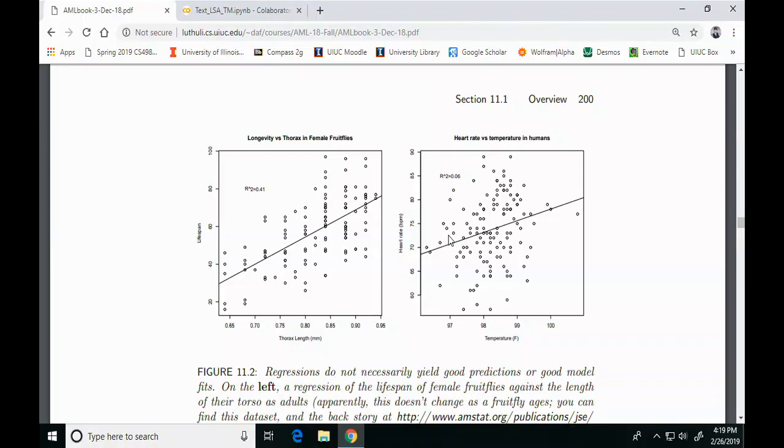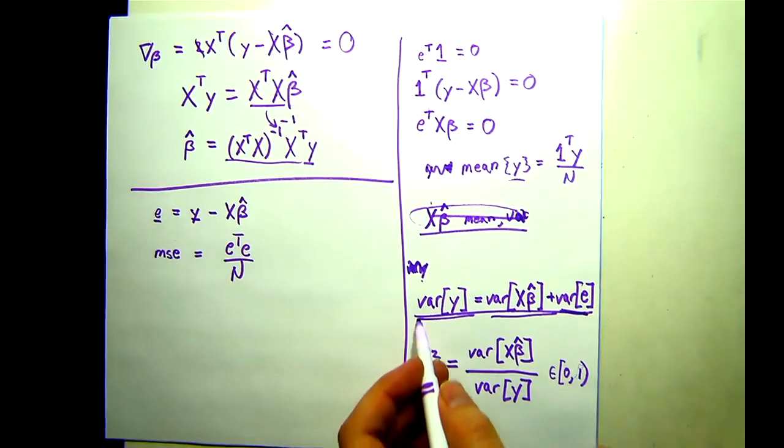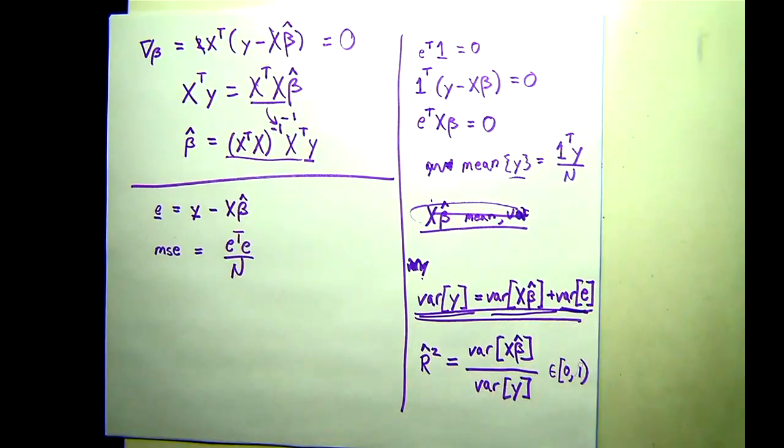I'm going to skip the proof of this. It's a pretty useful proof. You should look at it. I'll show you what I'm skipping the proof of. I'm going to skip the proof of this variance equals variance plus error, just because it takes a little time to do. We're getting a little bit behind, but it's worth looking at.